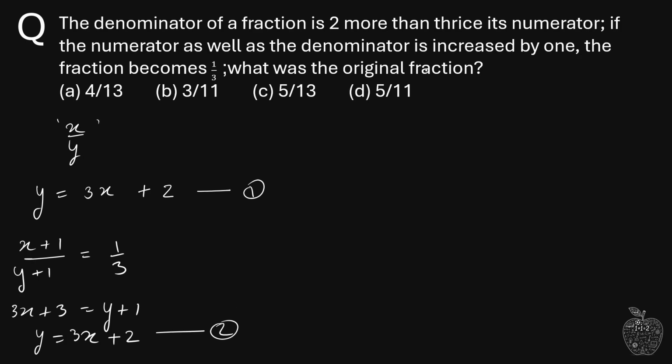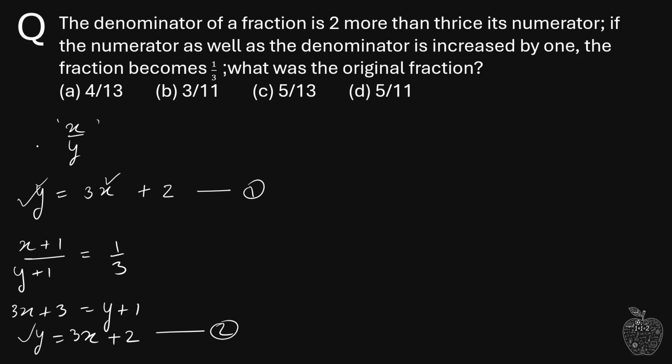We are asked what was the original fraction. Now if you notice here, equation 1 and equation 2 both are exactly the same. So that means technically we only have one equation, but we have two unknown variables which are x and y. That means we cannot find out the exact value of this fraction.